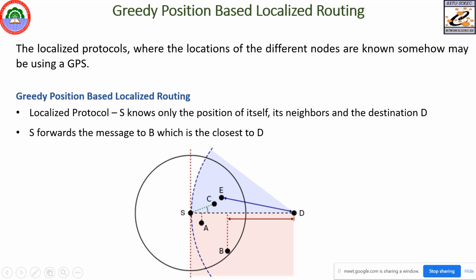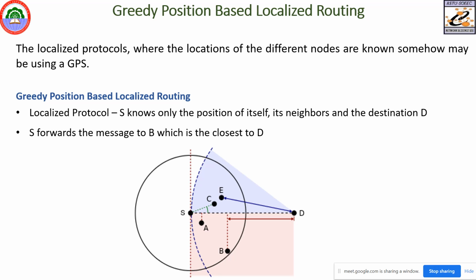It will check the nearest node. Suppose node S is there, and here node C and node A are there. When the source node is trying to communicate with the destination, it will check the nearest node. Among C and A, A is the nearest node, so it will choose A to transmit the information. In the same way, for D, the nearest nodes are E as well as B, so it will check the nearest node and choose based on that.